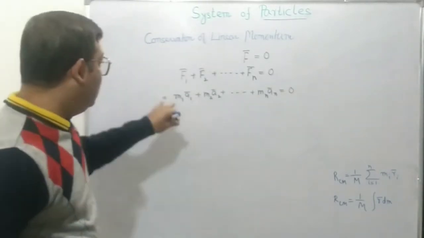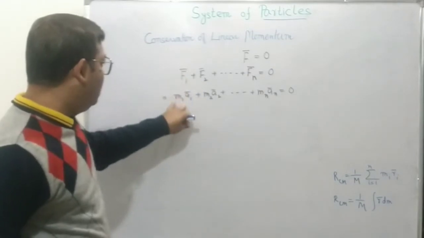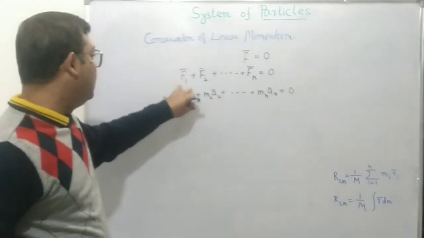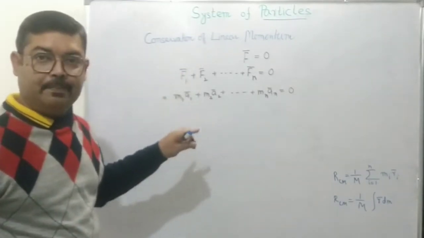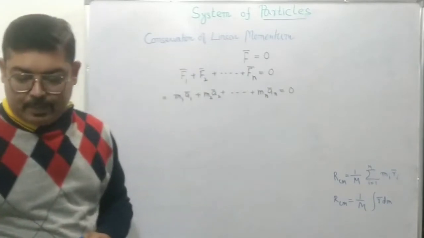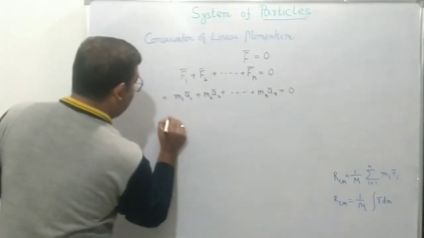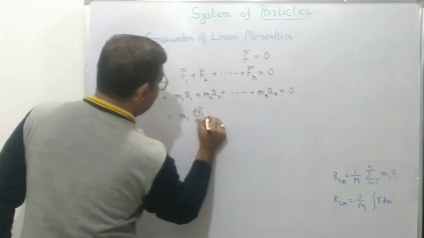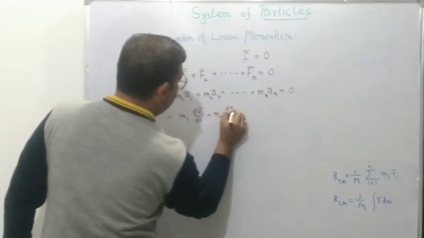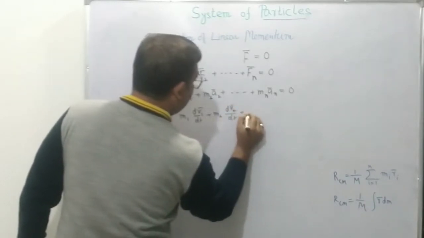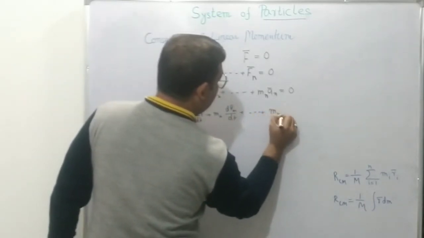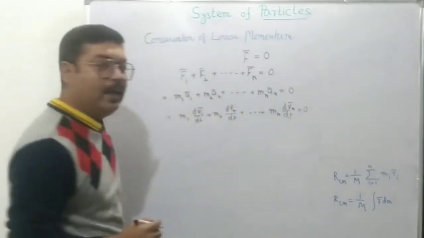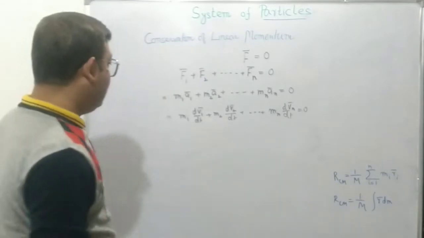Okay, so for the first particle, Newton's second law of motion: if F1 is the force on it, m1 a1 will be its acceleration, and so on and so forth till the nth particle. Or we can rewrite this as m1 dv1 by dt plus m2 dv2 by dt, and so on till mn dvn by dt equal to 0, because a equals dv by dt.